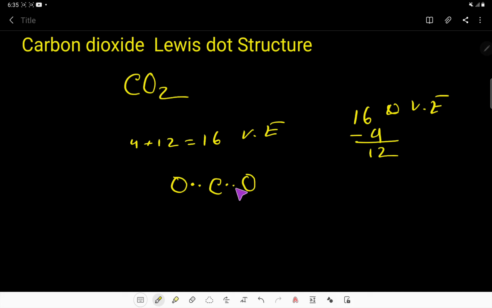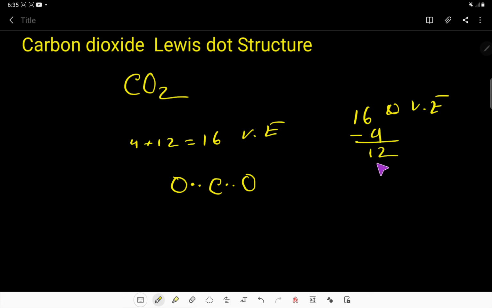So this oxygen has 2 valence electrons, and this carbon now has 2 plus 2, 4 valence electrons. Look, these bonding valence electrons will be shared equally by these two atoms, right? Practically.